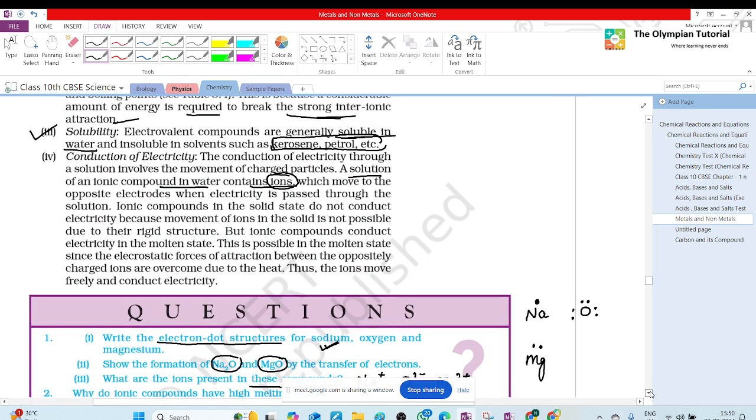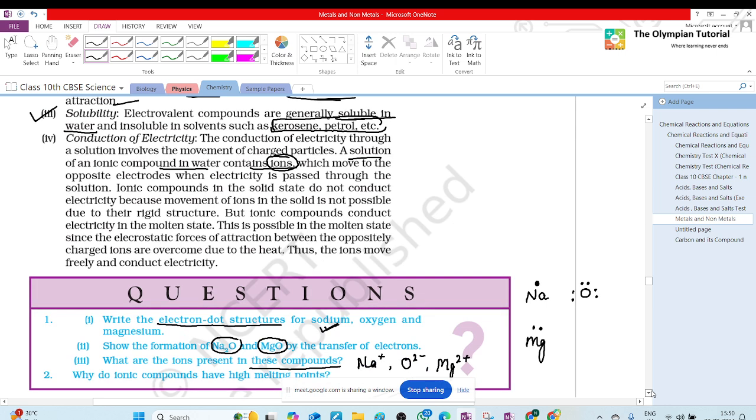Solubility. Electrovalent compounds are generally soluble in water and insoluble in solvents such as kerosene, petrol, etc. Ma'am, what is the reason for this? Because water has ions like H plus and OH minus. When NaCl is dissolved in water, it attracts opposite ions. That's why it ionizes. But in kerosene and petrol, no ions are present.